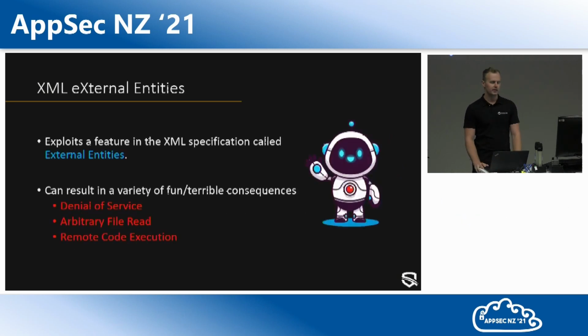So what we're talking about today is XXE, so XML External Entities, which is exploiting a specific feature within the XML specification, surprisingly called external entities. This can have a lot of consequences down the road for your application. You can cause things like a denial of service, you can read arbitrary files, and if the conditions are just right, you can end up getting remote code execution.